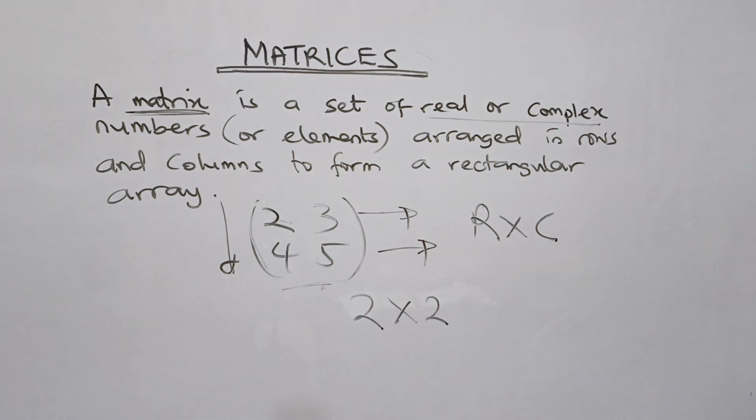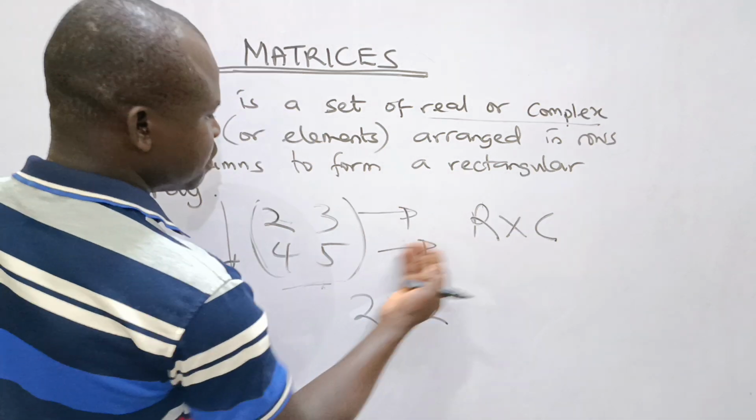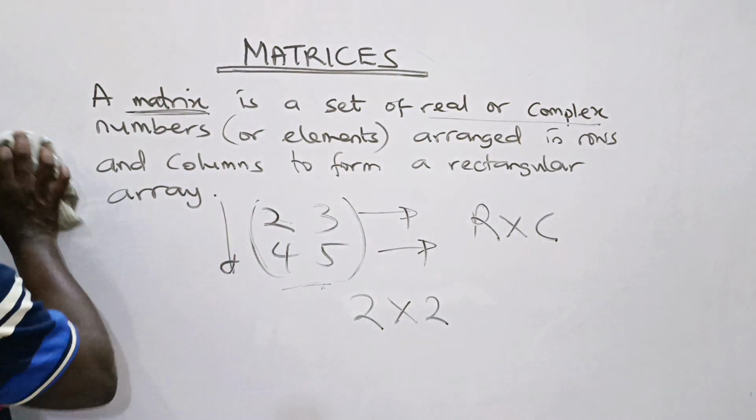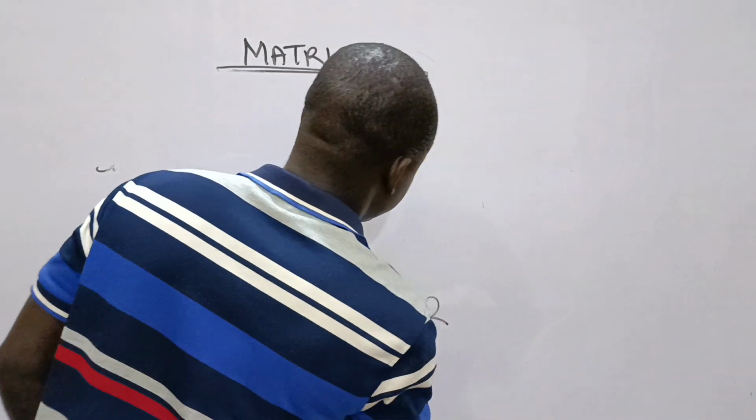So let's know that when we arrange numbers or entries in rows and columns, it is referred to as a matrix. And the system of naming simply means you count the number of rows by the number of columns, like the example that I have on the board, which is a 2 by 2 matrix.